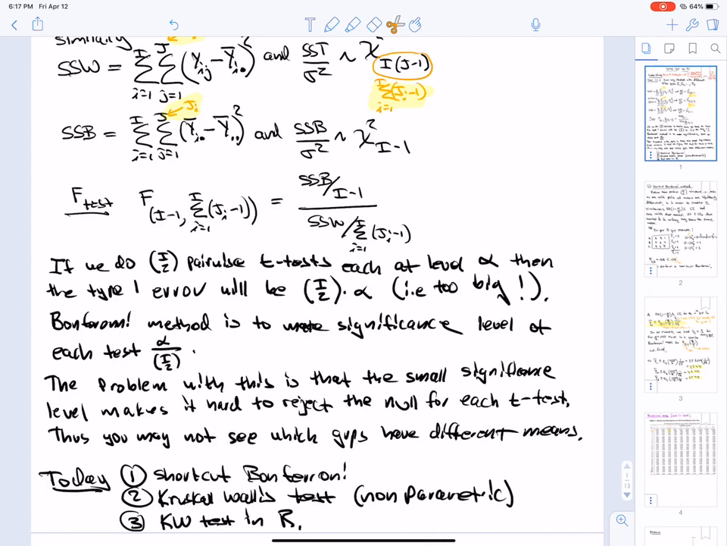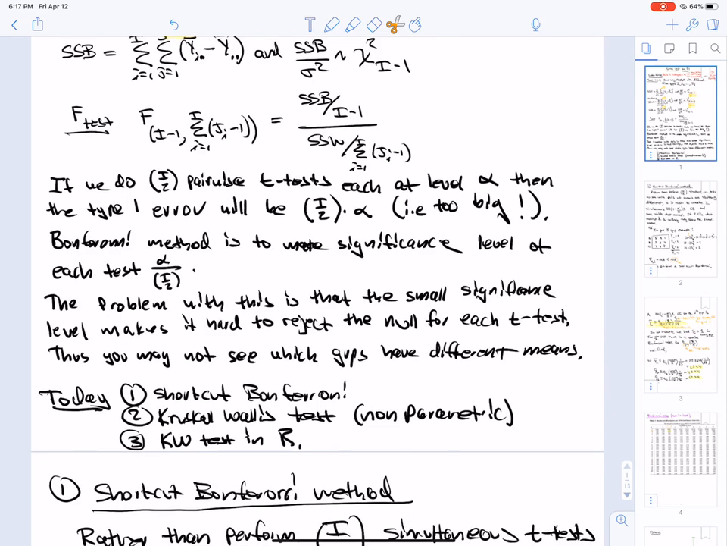So our F test now, with degrees of freedom or parameters I minus 1 and the sum of Ji minus 1, will be SSB over I minus 1, over SSW over the sum of the Ji minus 1. So now, if we reject the null for ANOVA, we don't know which of the treatments is having an effect on the mean, and you may wish to do pairwise t-tests.